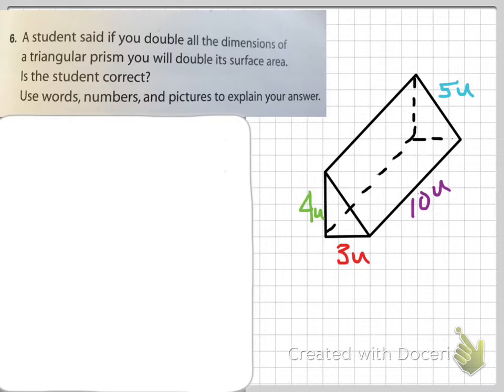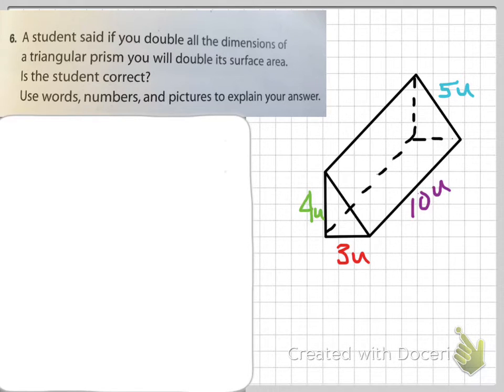Now, you might be tempted to just say yes. If they double the dimensions, then that just makes sense. But it's math, and they're asking us this question for a reason. So let's dig into it a little bit deeper and see what this really means. So if we're being asked to double a dimension, that means we're talking about all of these things here.